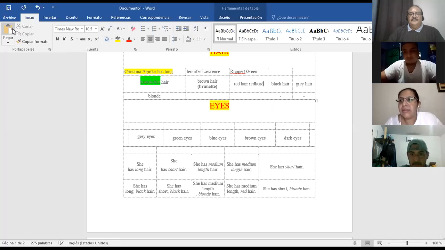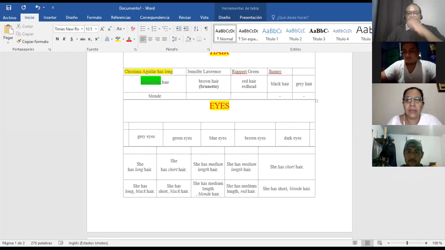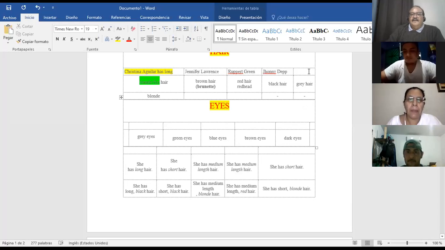Okay, you can call him redhead, right? Black hair? Johnny Depp. What's this one? Johnny Depp, something like that. What's the name of this guy? See? Johnny Depp. Depp, right? Yes. In gray hair?